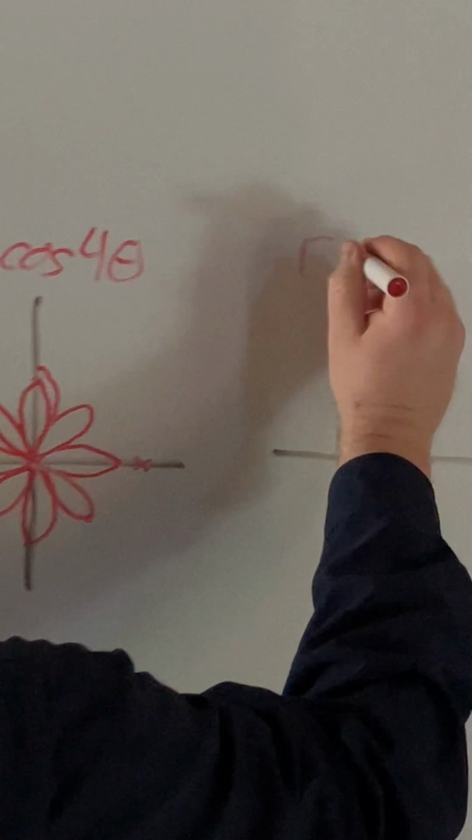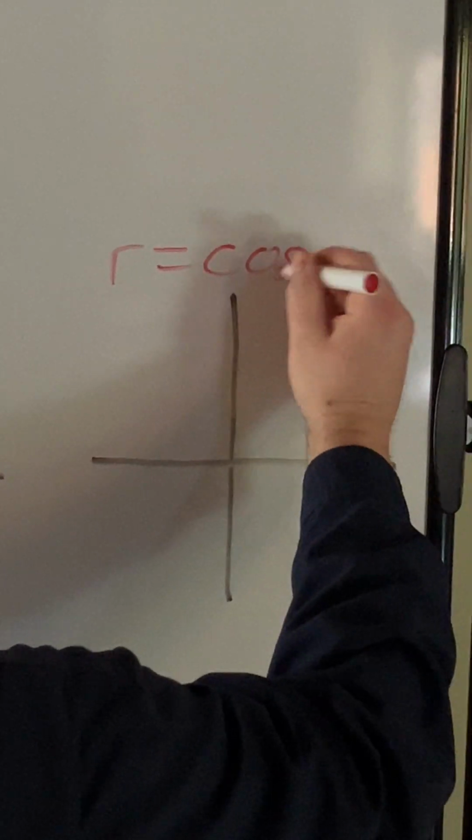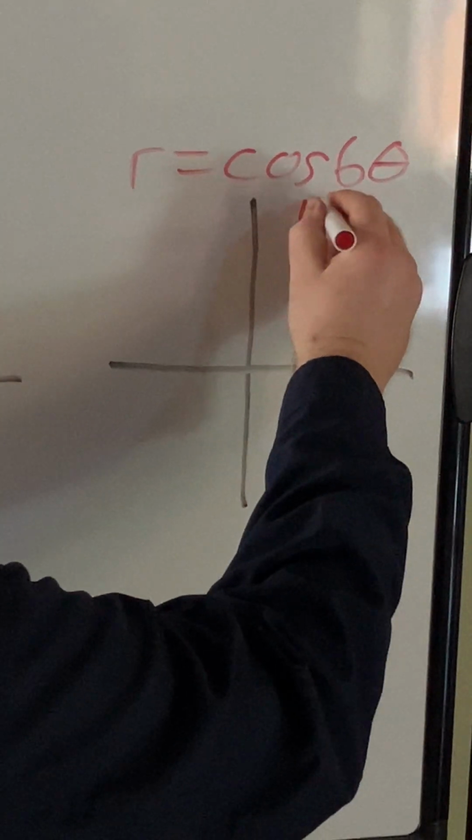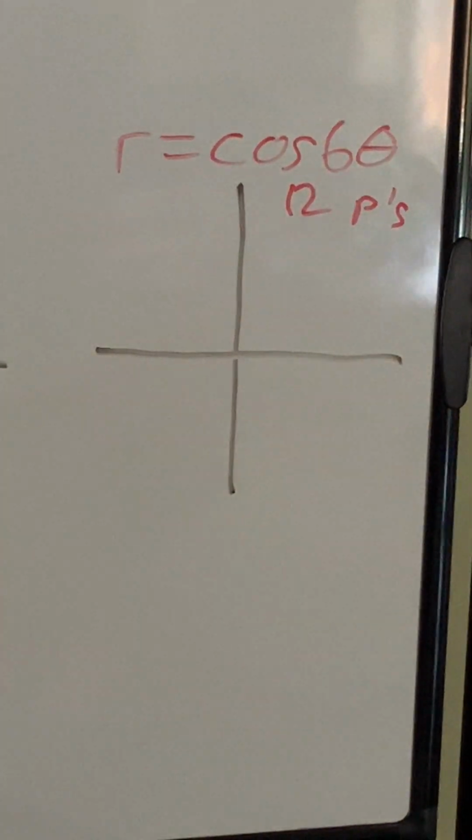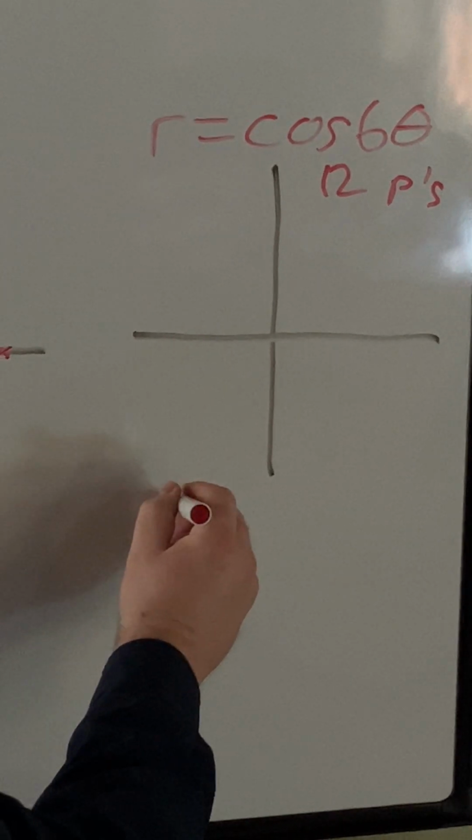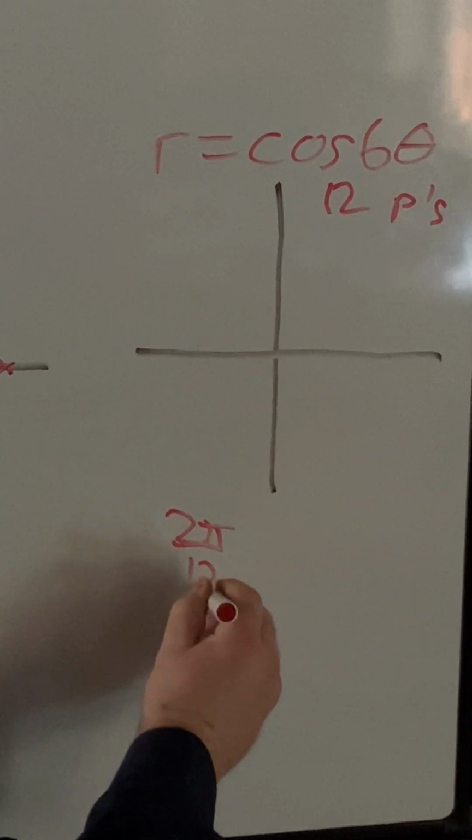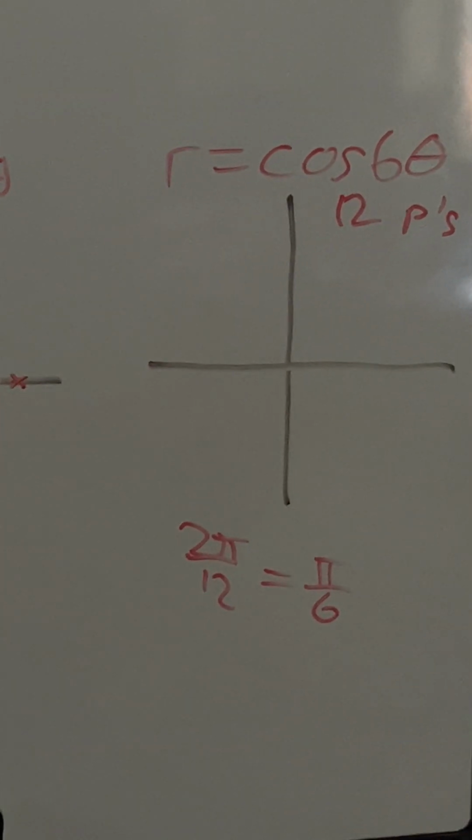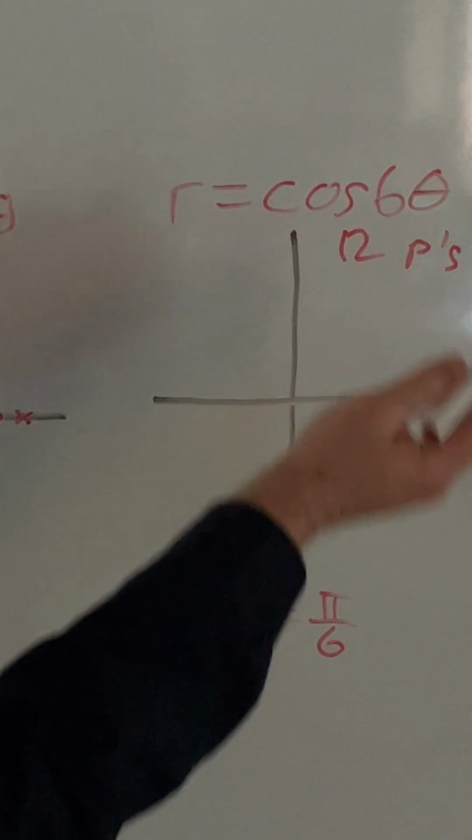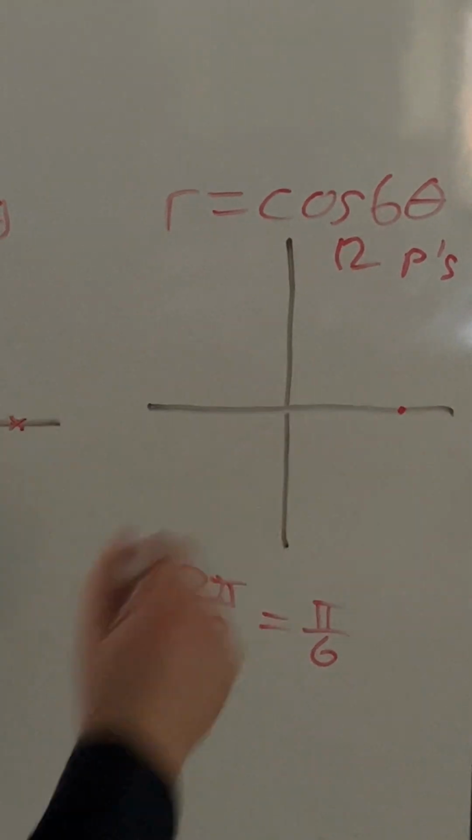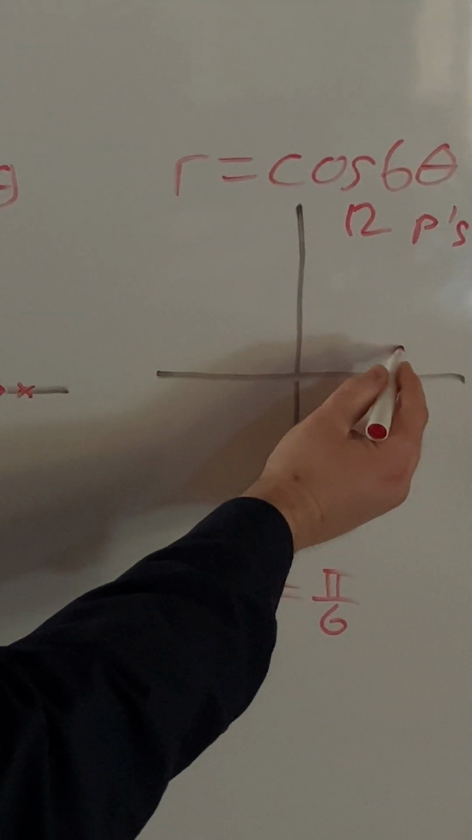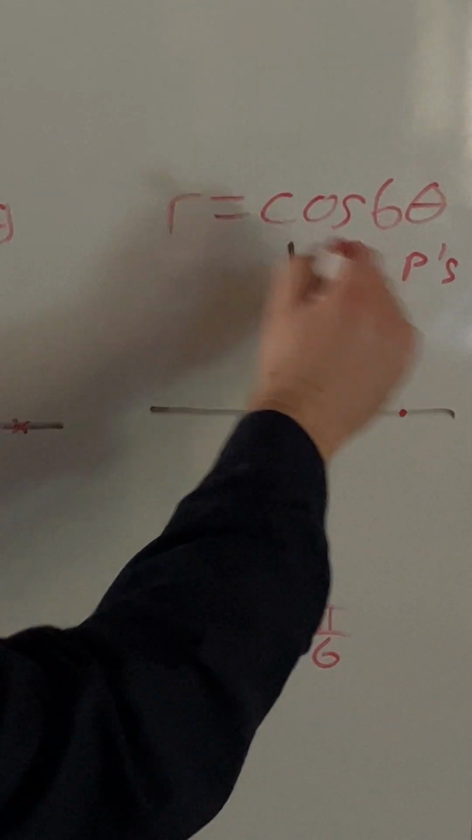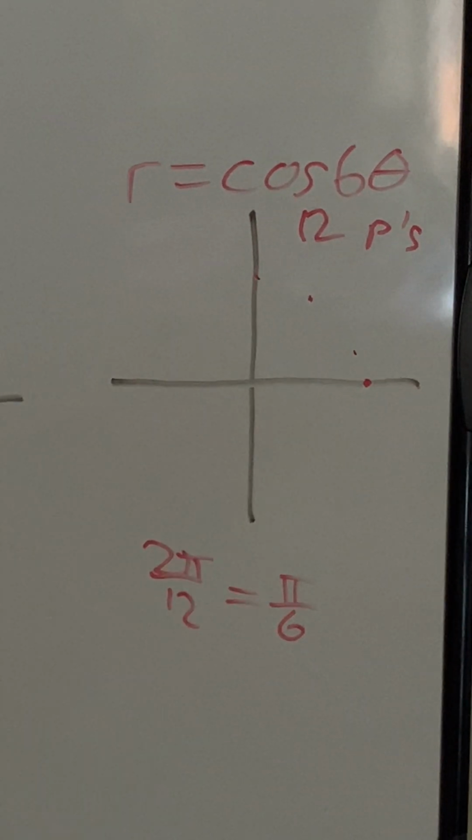And lastly, let's say we have cosine 6 theta. You're going to go, okay, I have 12 petals. I take 2 pi and divide it by 12. That means they're each pi over 6 or 30 degrees away from one another. The first one, since it's cosine, is always going to be at 0. And then I would just keep moving, 30 and then 60 and then 90 and just start drawing them all. Okay? And there would be 12 all the way around.